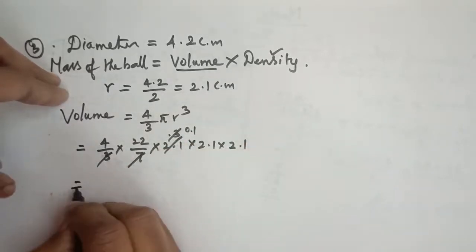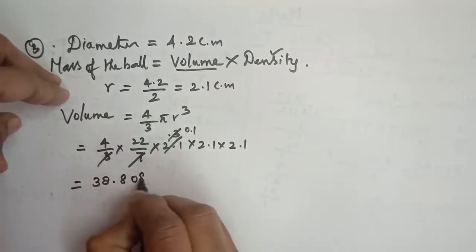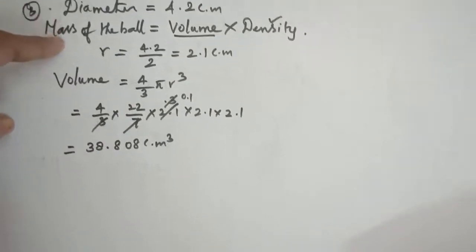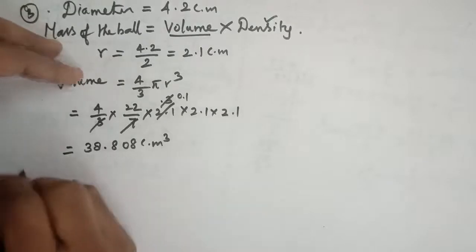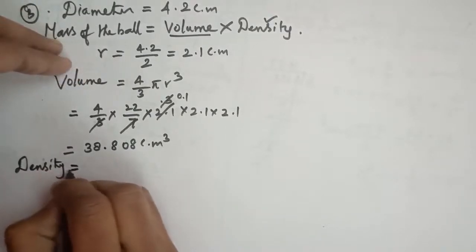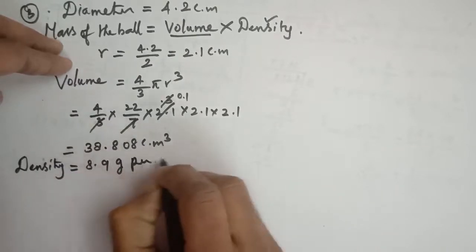If you simplify it, you can get the answer: 38.808 centimeter cube. Okay, students, listen. Density, here density is equal to 8.9 gram per centimeter cube.